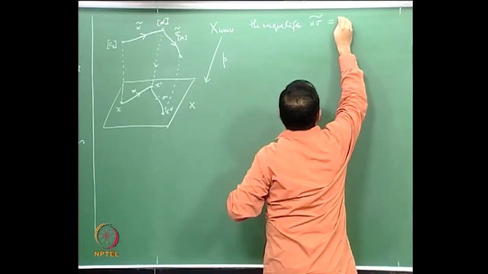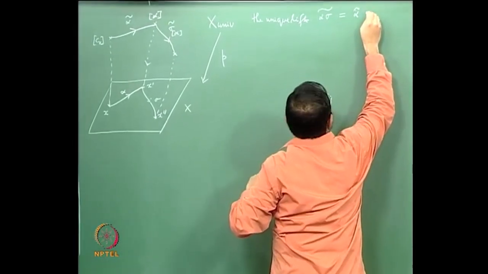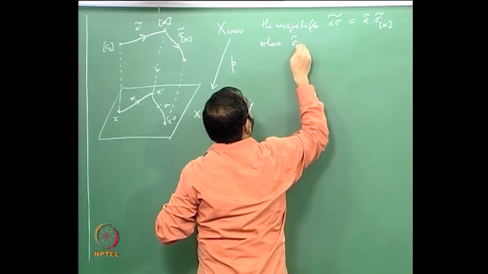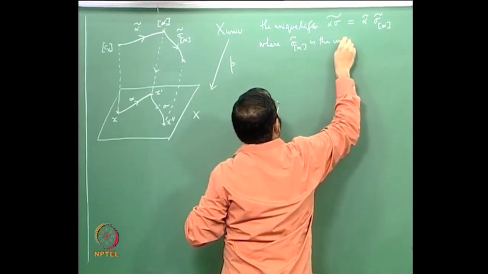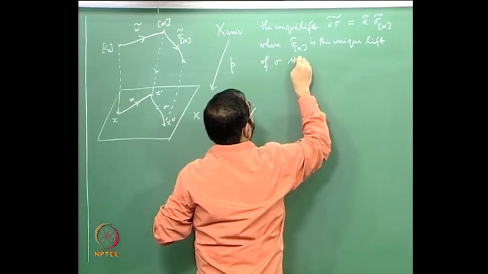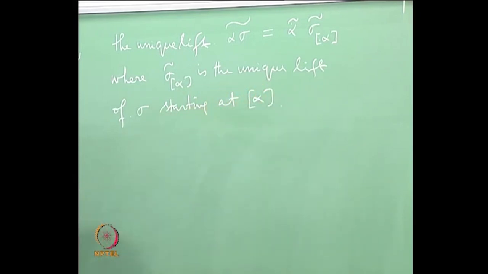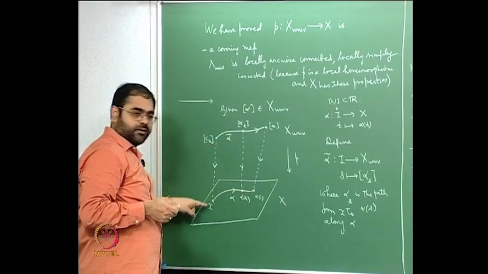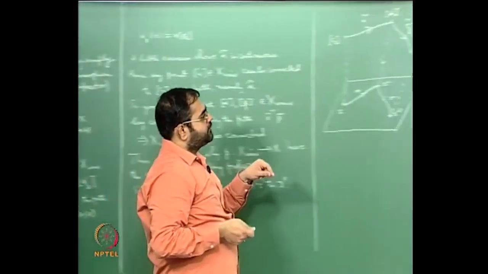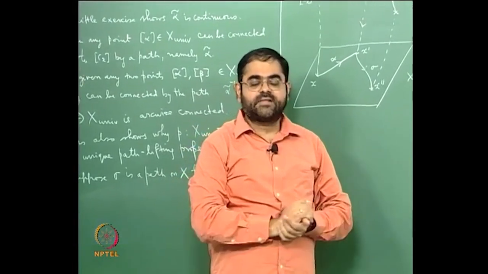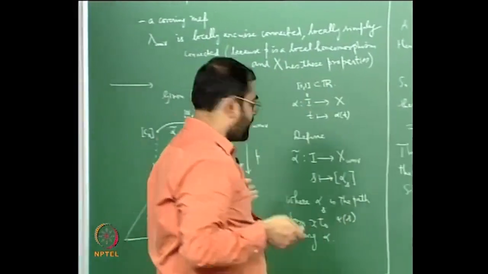And so this will be alpha tilde followed by a sigma tilde sub alpha, where sigma tilde sub alpha is the unique lift of sigma starting at alpha. So this construction also tells you that you can directly see the path lifting property just looking at this shrinking homotopy. And a similar argument will tell you that you can also lift homotopies of paths. That is also something that is promised by the covering homotopy theorem, but that is something that you can directly see in this case.